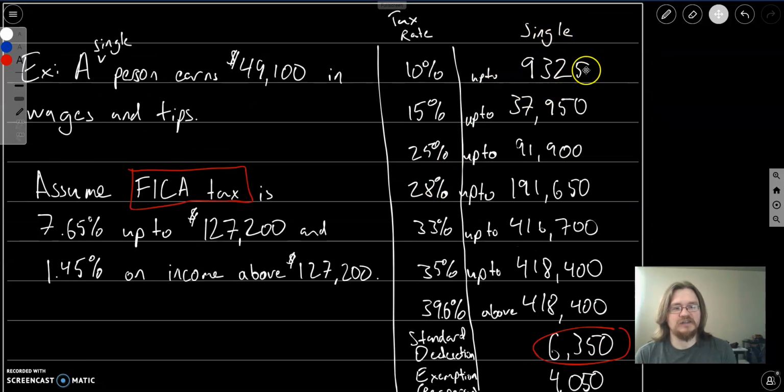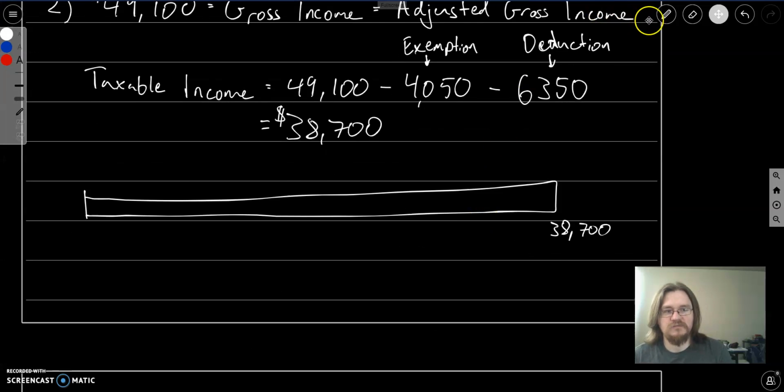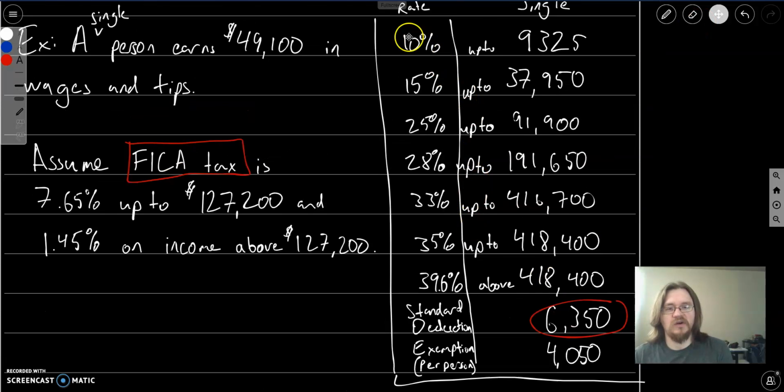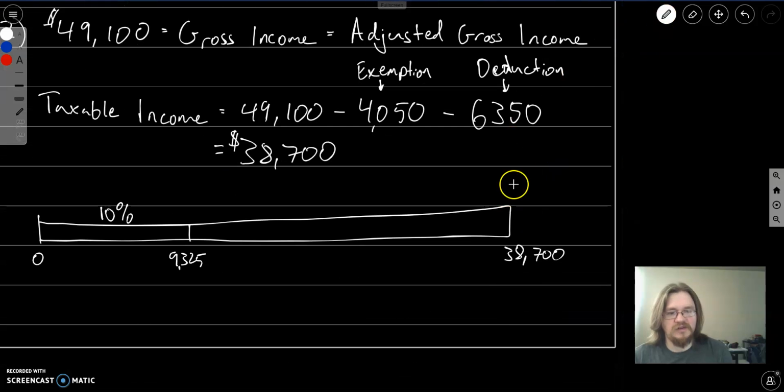Well, there will be a tax bracket that goes up to $9,325. So maybe that'll be right there. So from 0 up to $9,325, this will be taxed at 10%, I believe, according to this tax bracket. And then it'll be 15% up to $37,950. So maybe $37,950 is right here. And this will be taxed at 15%.